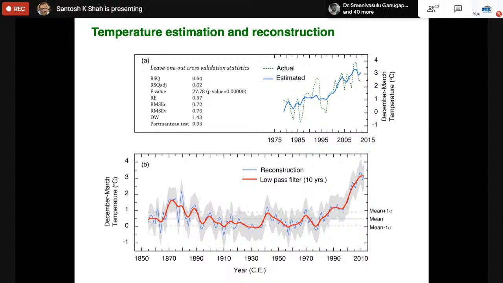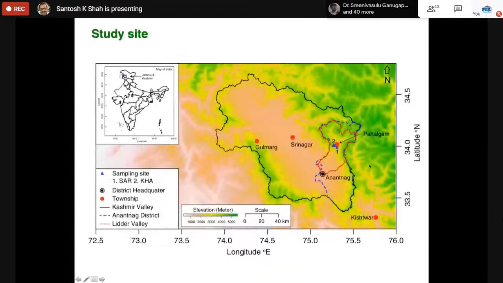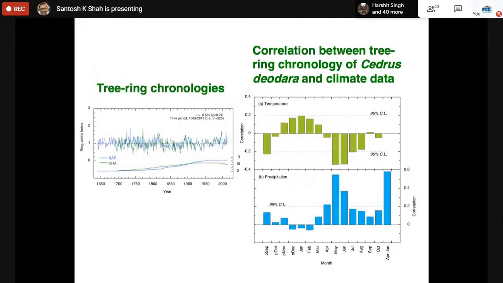This is another reconstruction from the same region, and here another species, that is Cedrus deodara, the deodar tree, has been used for tree ring analysis. We have collected tree ring samples of Cedrus deodara from 2 different sites of the Pahalgam region, and both of these data sets are combined in one record, and it extends from 1640 to 2013. Again, this record has been compared with the climate record, the precipitation and temperature.